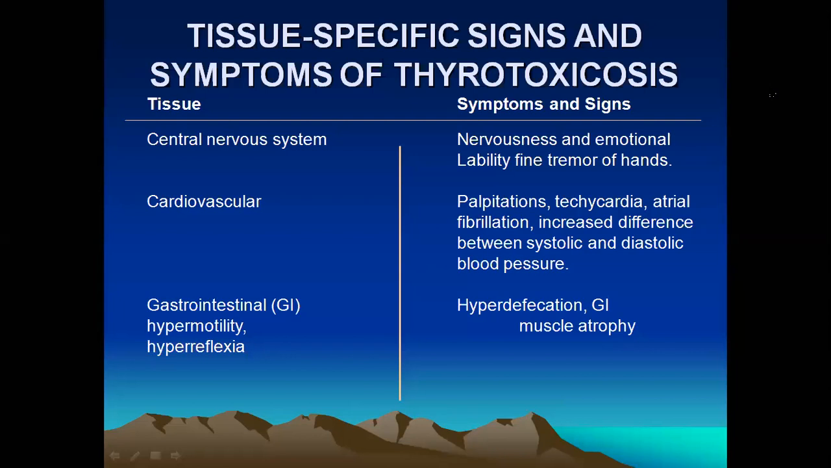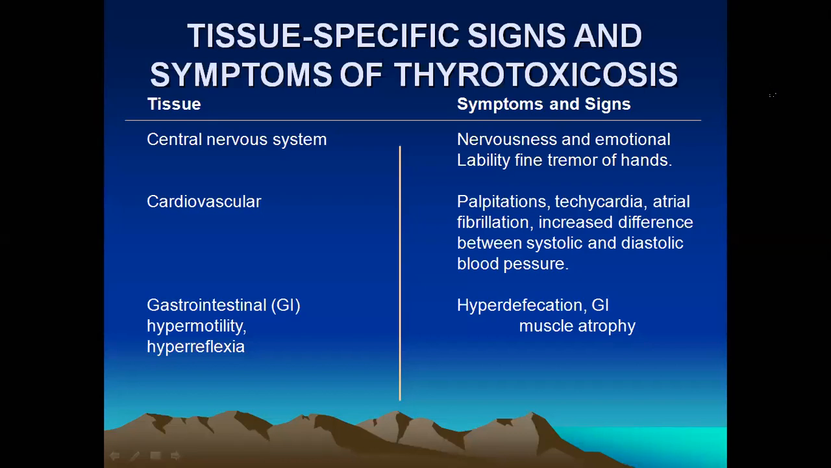In the central nervous system, there is nervousness, emotional lability, and tremors of the hand, bilateral tremors, with sweating and warm, moist hands. In anxiety, the hands are moist but cold, so just by checking the hand of the patient and looking, you can easily diagnose clinically whether this is thyrotoxicosis or anxiety.